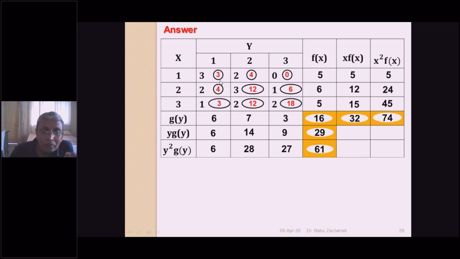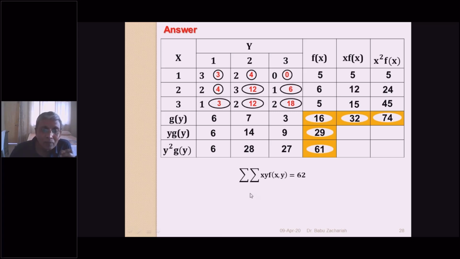So now we have to add them together. 3 plus 4, 7, plus 0, plus 4, 11, plus 12, 23, 29, 32, plus 30. So that total is 62, I have written.